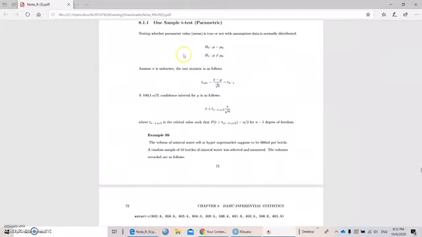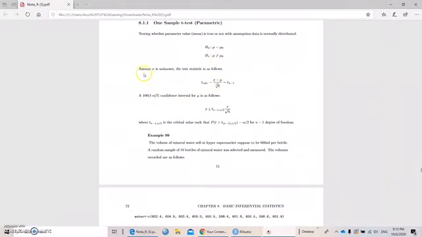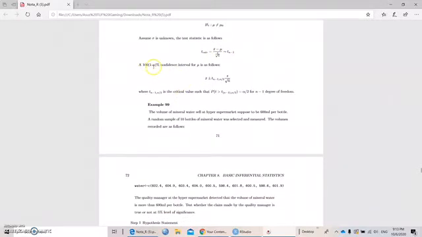For the one sample t-test, we will test whether the parameter value, which is the mean, is true or not, with the assumption that data is normally distributed. So the null hypothesis is mu equal to mu null versus the alternative hypothesis mu not equal to mu null, or mu greater than or mu less than. Assume that the standard deviation is unknown, then the test statistic follows the t distribution, and this is the 100(1 minus alpha)% confidence interval for the mean.